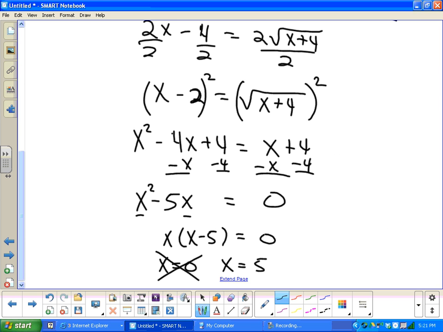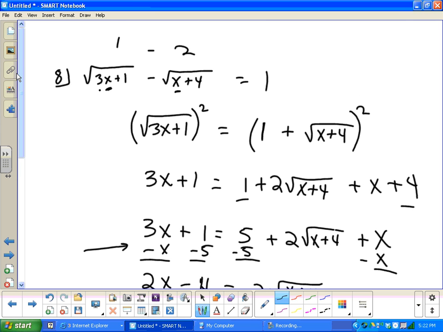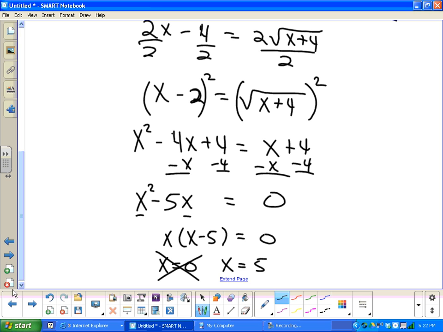A lot of you guys got this one. Y'all had 0 and 5, but you didn't mark out 0 as being an extraneous solution. Now let's check 5. Okay, so now let's plug in 5 for x right there. 3 times 5 would be 15. 15 and 1 would be 16, and the square root of 16 is 4. Right, now here, 5 and 4 would be 9, and the square root of 9 would be 3. So we got 4 minus 3 equals 1, and so that one works out. So you got 0 was an extraneous solution, 5 was the real solution.